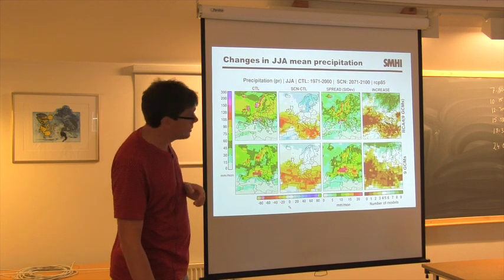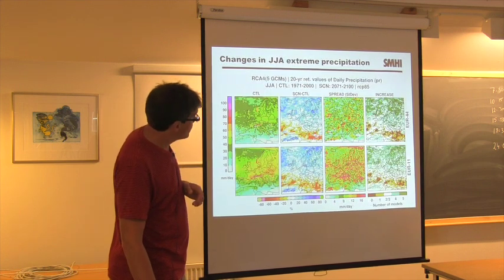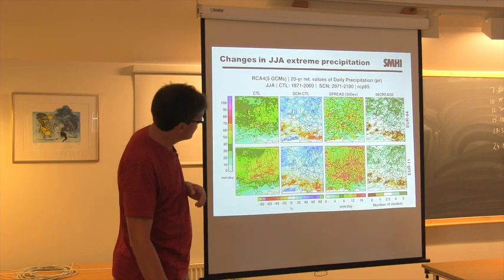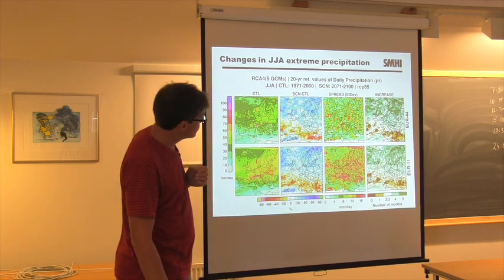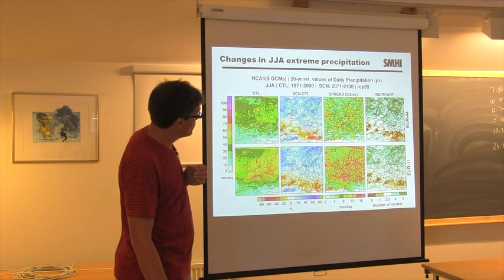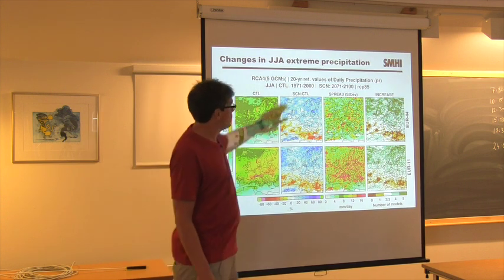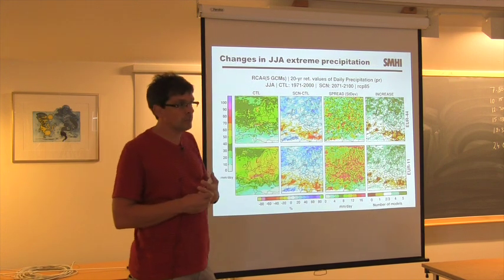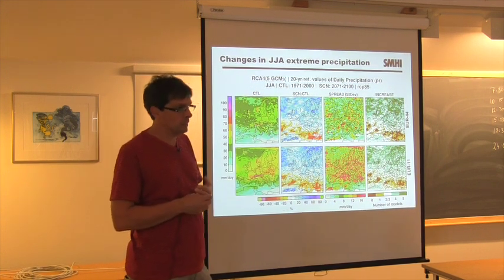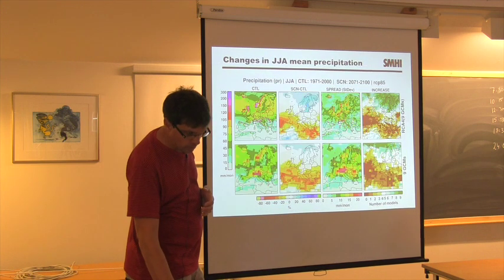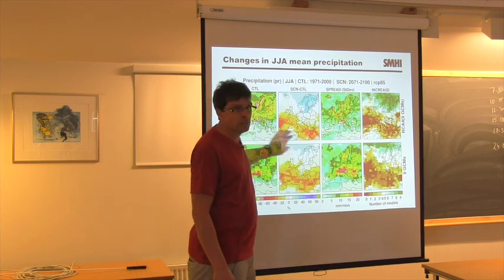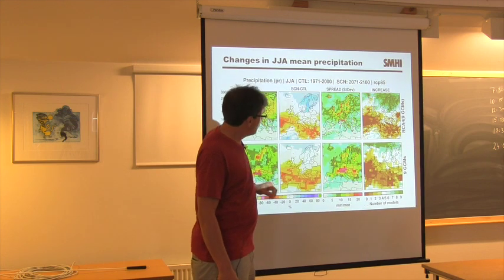This is for seasonal means, and this one here is for extremes instead in summer. So this is the strong precipitation events that occur on a statistical basis like once every 20th year or so. So it's the rainiest day in a 20-year period. So if you compare these two maps now, you see here the climate change signal indicates drier conditions in most of Europe apart from up here.